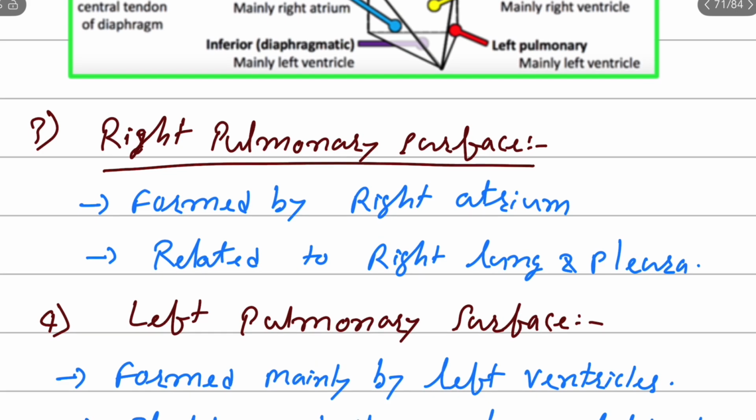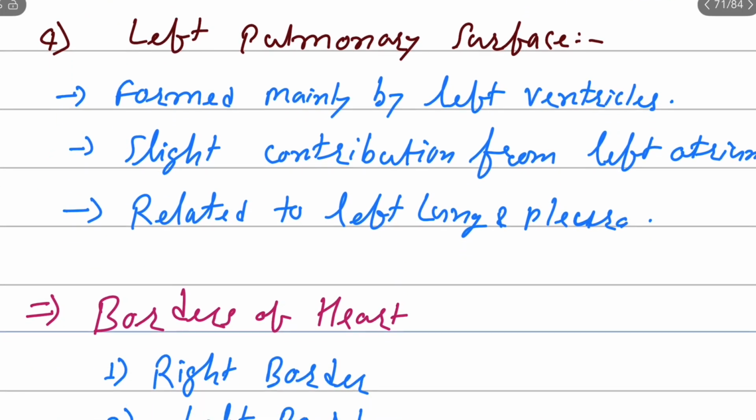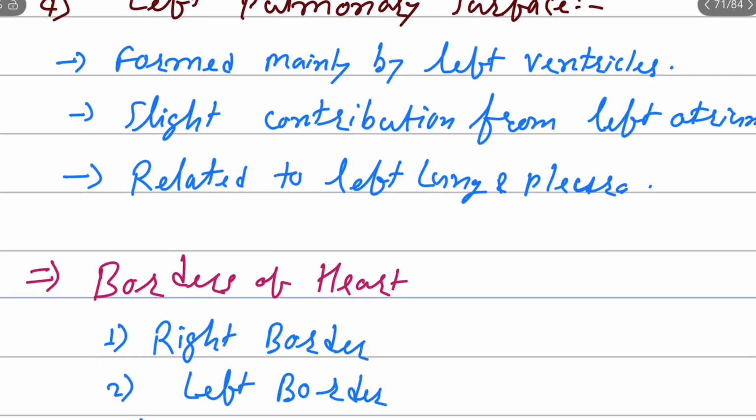Now, the right pulmonary surface is formed by the right atrium, related to the right lung and pleura. The left pulmonary surface is formed mainly by the left ventricle, with a slight contribution from the left atrium, related to the left lung and pleura.